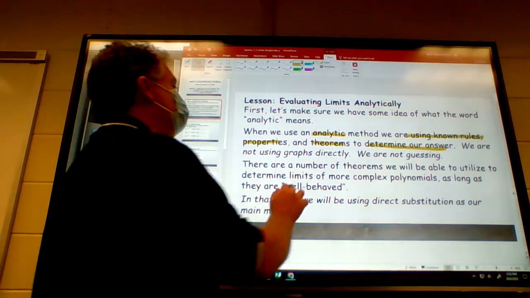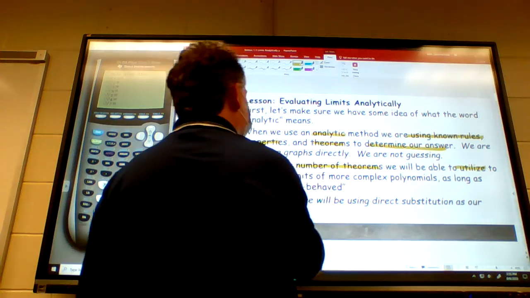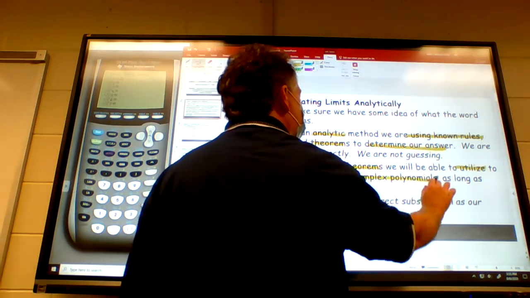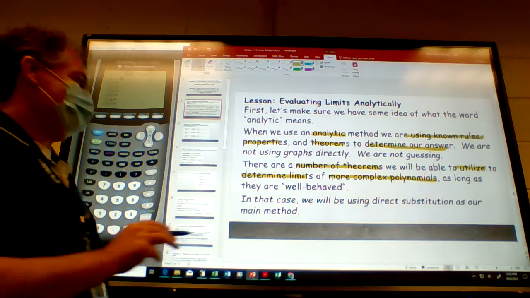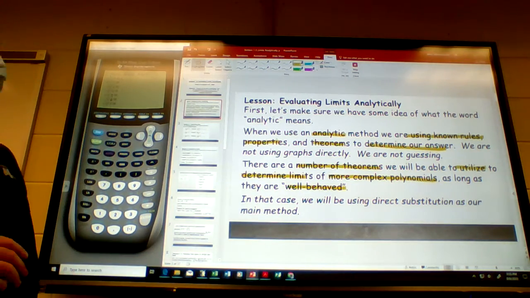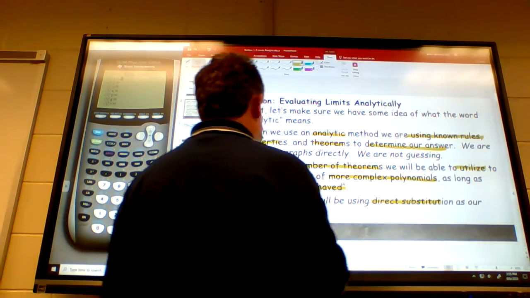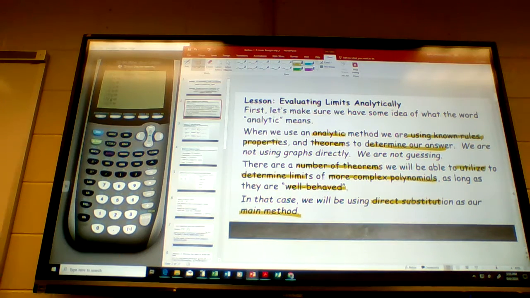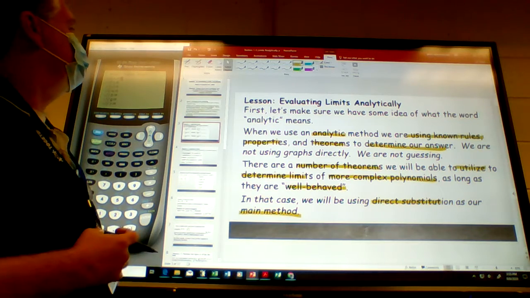There are a number of theorems we will be able to utilize to determine the limits of the more complex polynomials as long as they are what's called well-behaved. We'll get into more detail on that as we go along. So in that case, we'll be using direct substitution as our main method. I'll post all this information afterwards.